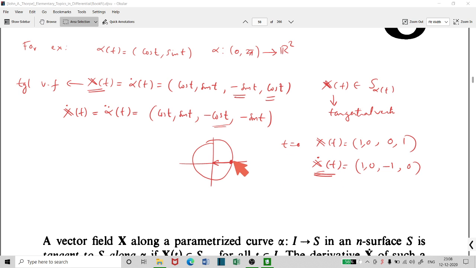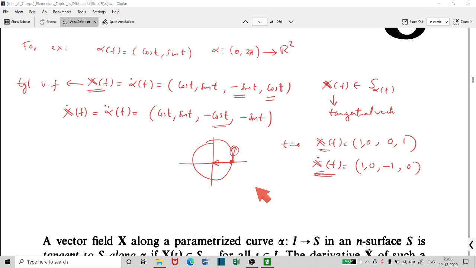This X of t assigns at this point a vector like this. So this is tangential, so this X of t is a tangential vector field. Then when you take the derivative of this tangential vector field, that need not be tangential at this point. That means the derivative of a tangential vector field need not be tangential. So when you take the derivative of the tangential vector field, it loses some properties. It loses the tangential property of that vector field.